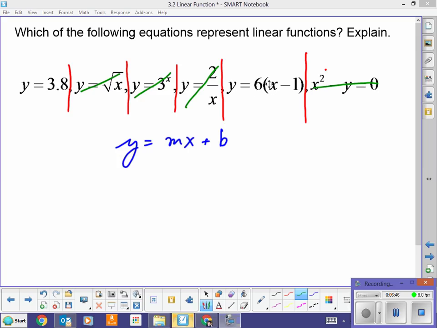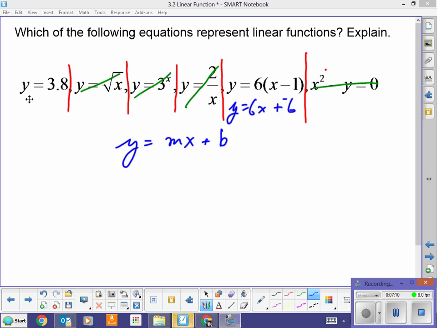Okay, let's take a look at this one over here. Y equals 6 times the quantity x minus 1. Well, if I use the distributive property, boom. And I'm going to write it like this. I'm going to write plus negative 6, so we can kind of have this idea of plus b, right? So plus negative 6 or minus 6, same thing. So I can write this equation like this. So this is a linear function.